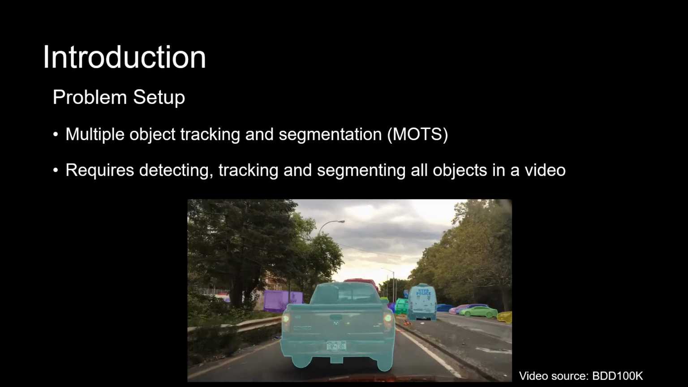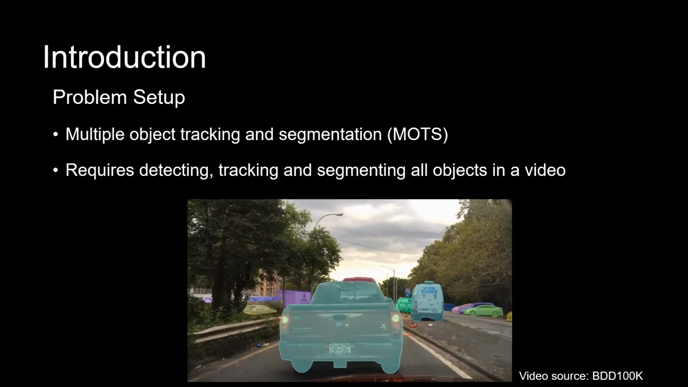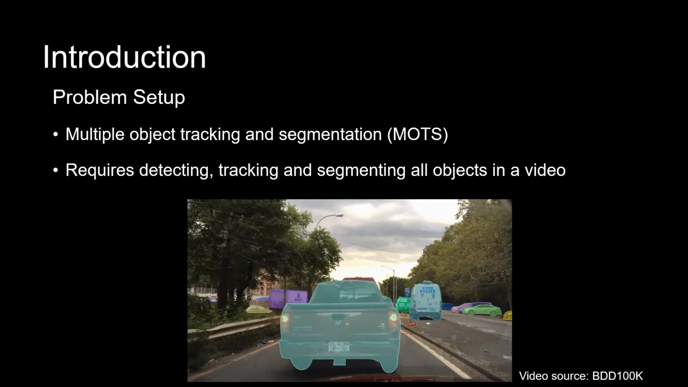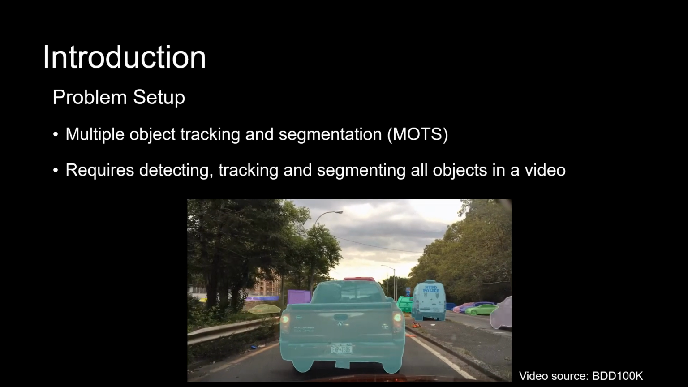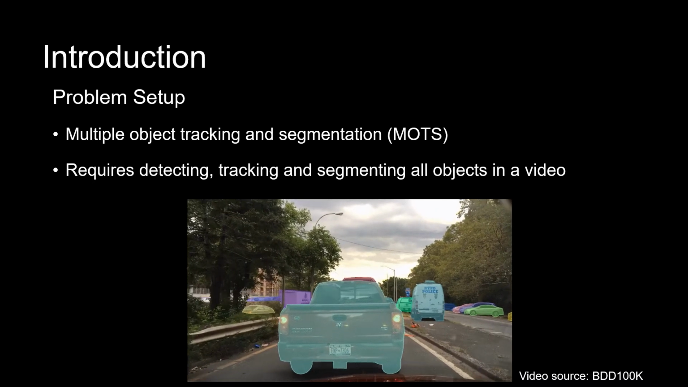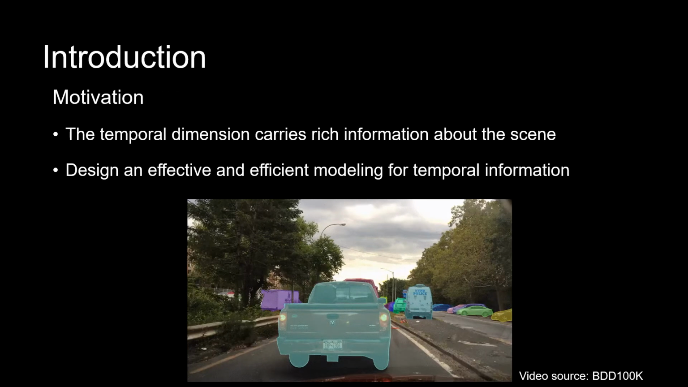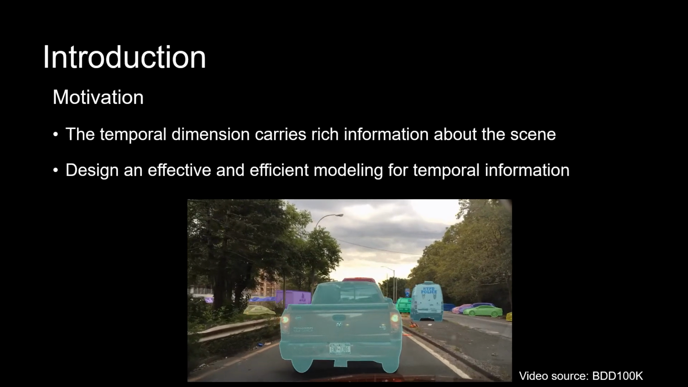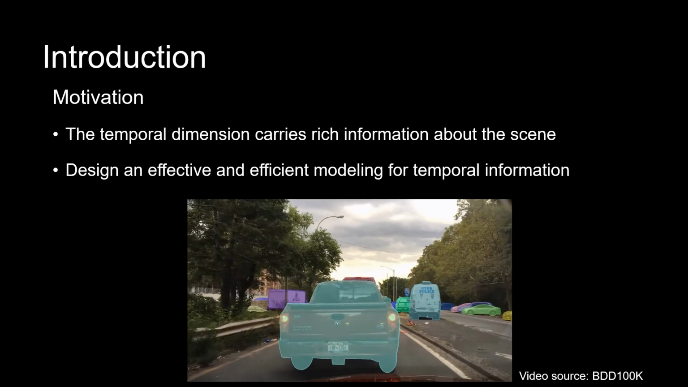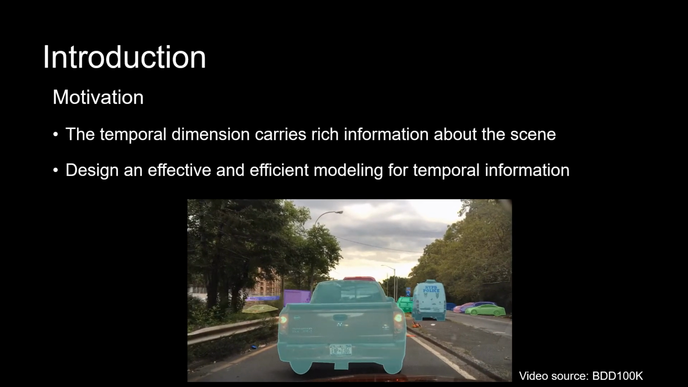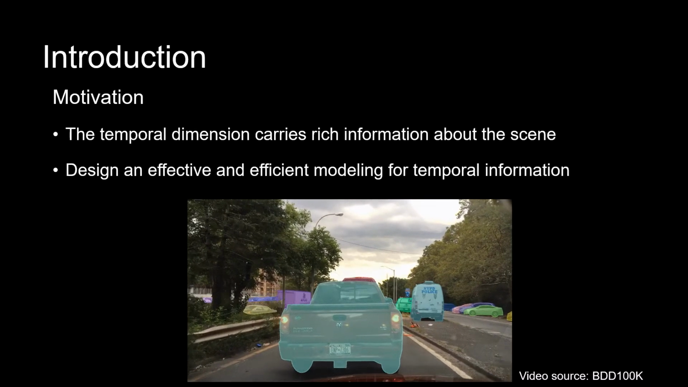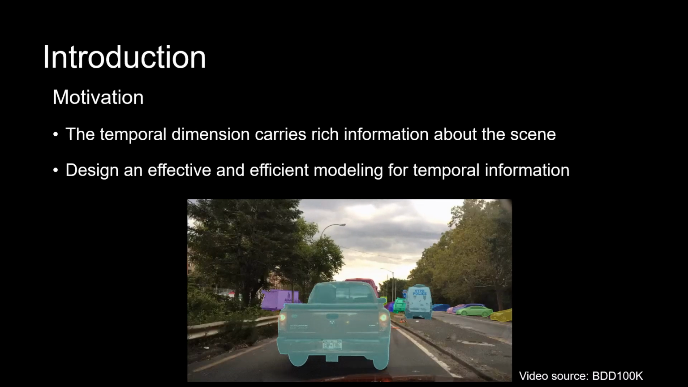Multiple object tracking and segmentation involves tracking and segmenting all objects within a video from a given set of semantic classes, which is an important problem with many real-world applications, including autonomous driving and video analysis. The information encoded in multiple temporal views of an object has the potential of improving the quality of predicted segmentation, localization, and categories. However, effectively and efficiently leveraging the rich temporal information remains challenging.